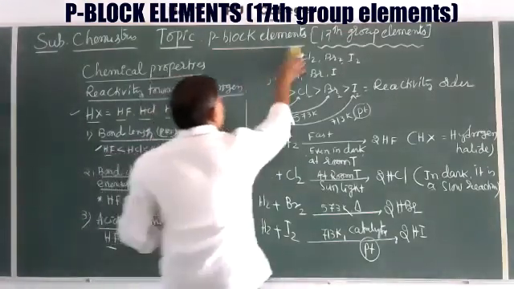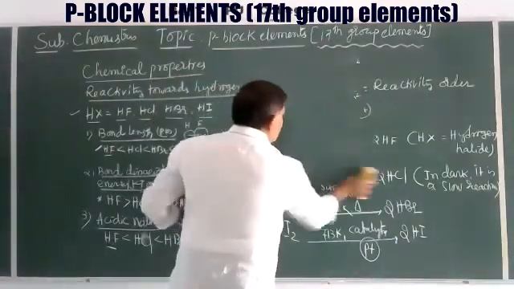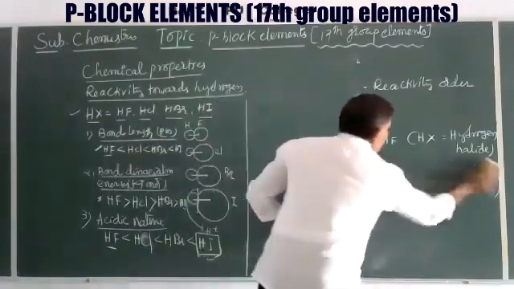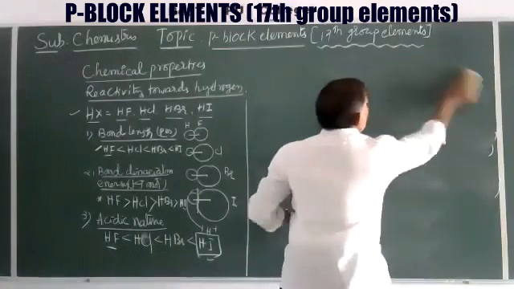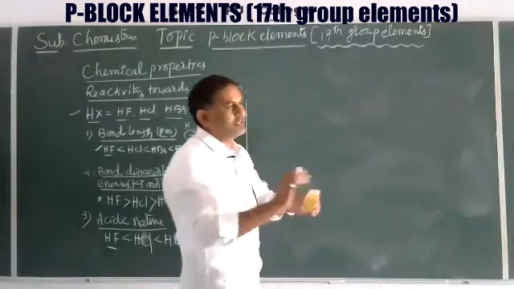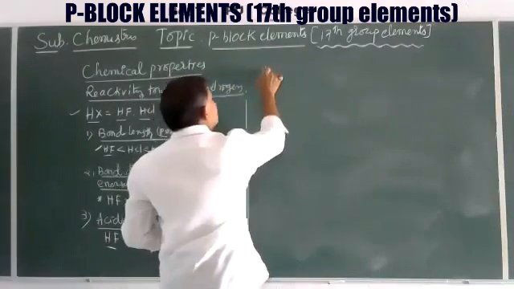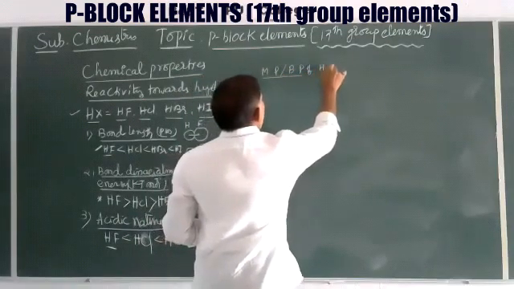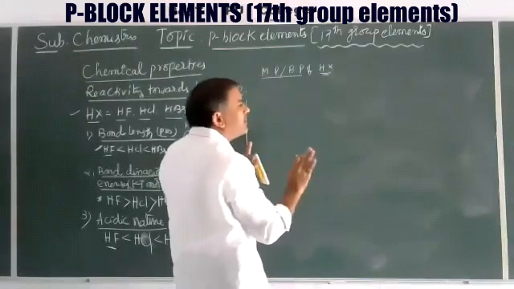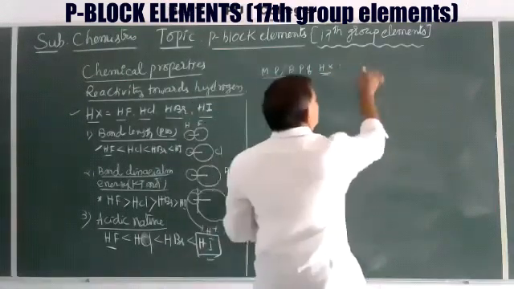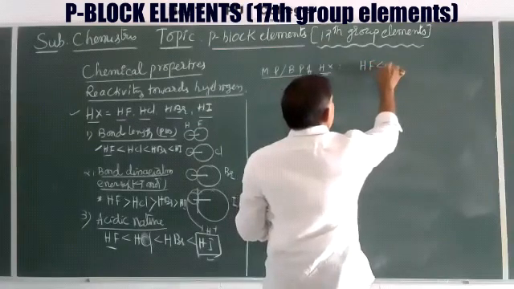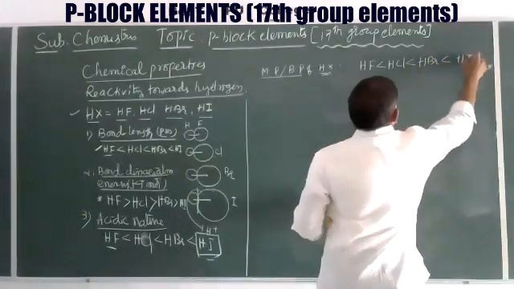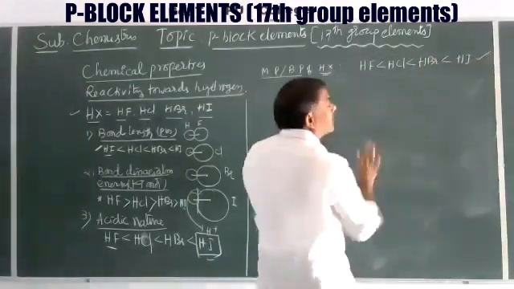We can observe that according to atomic number and atomic mass, when atomic number increases, atomic mass increases, and melting and boiling points increase. So the melting or boiling points of these hydrogen halides, HX, originally according to atomic number and atomic mass, are HF less than HCl, less than HBr, less than HI. This is the correct order according to atomic mass.